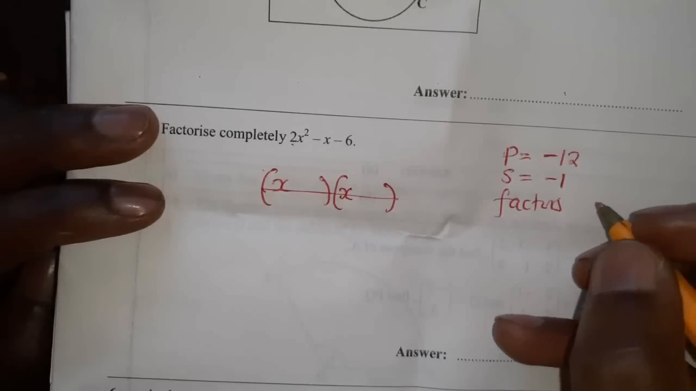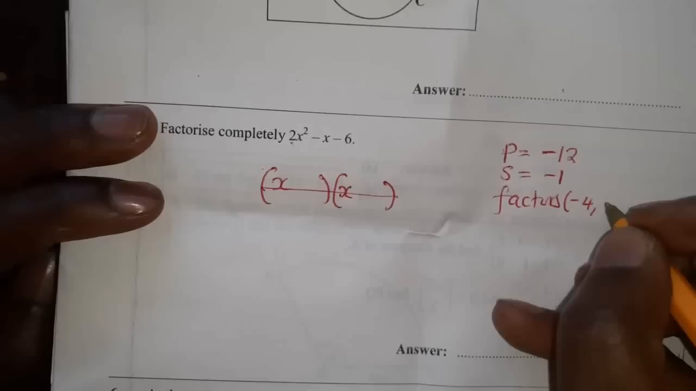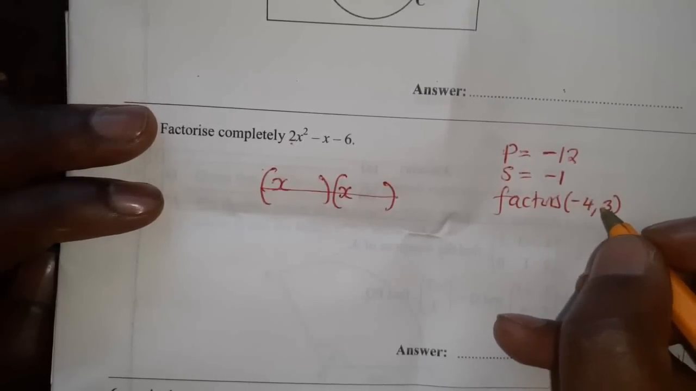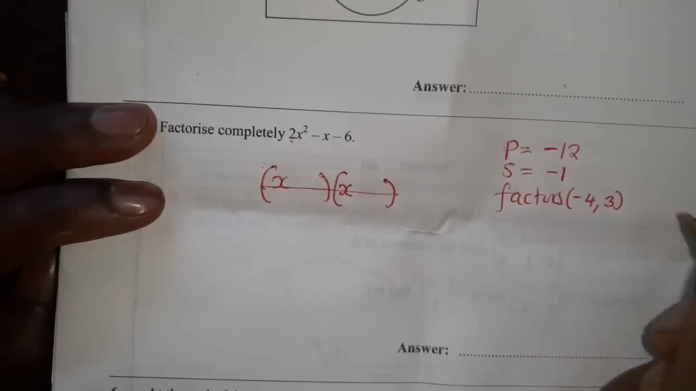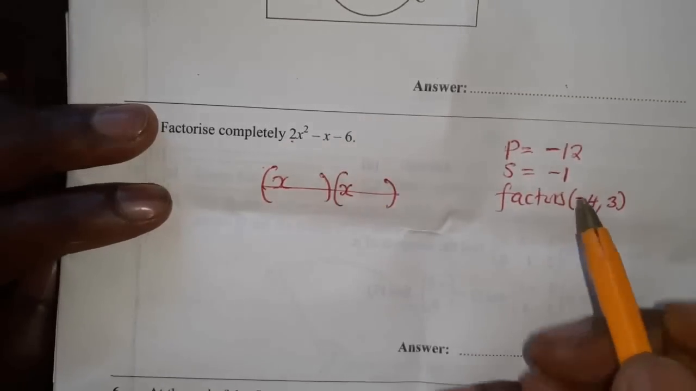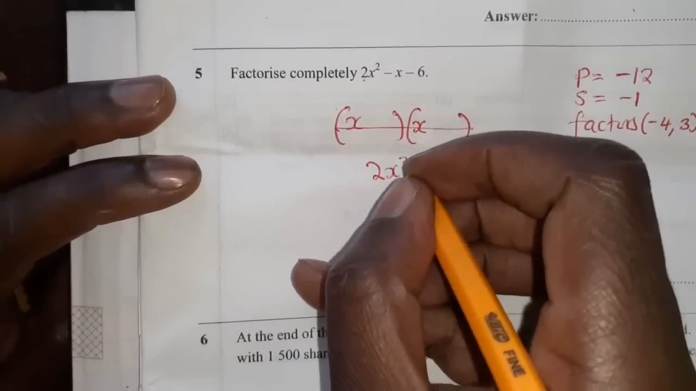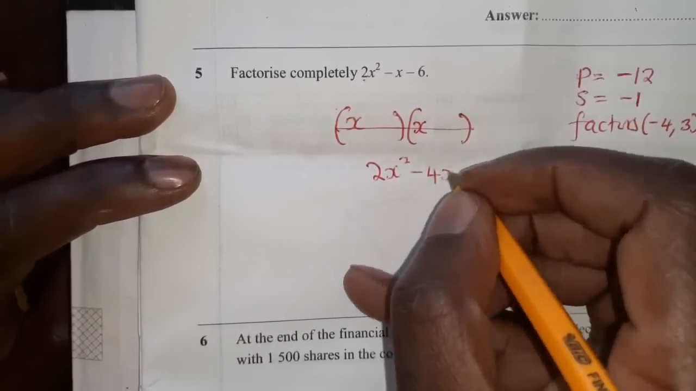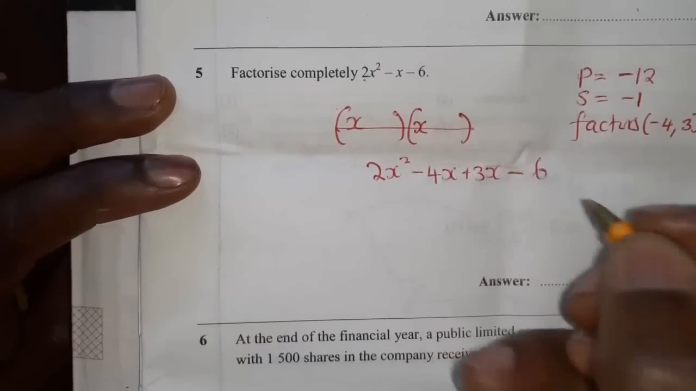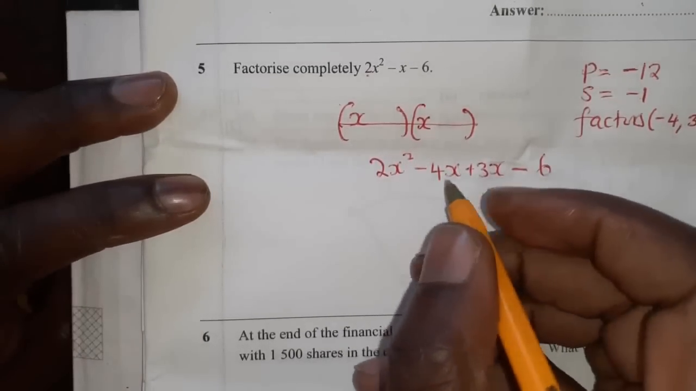What are they? Those factors are -4 and 3. When we add them, they'll give us -1. When we multiply them, they'll give us -12. So we expand this part using the factors. So we're going to have 2x squared minus 4x plus 3x minus 6. Okay? Then here we factorize what is common.